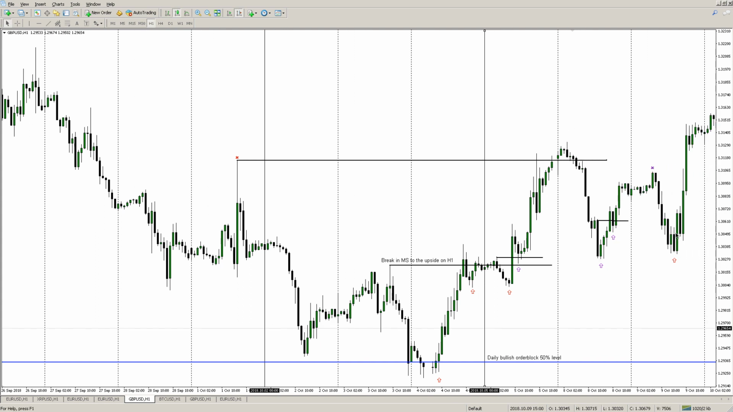Look at what happens here. Down candle, bullish candle, down candle, explosive move. Down candle, bullish candle, down candle, explosive move. Notice how this low formed here and this low formed here is pretty much the same thing, right? So you've got a down candle before this bullish candle, which confirms this down candle as a bullish order block.